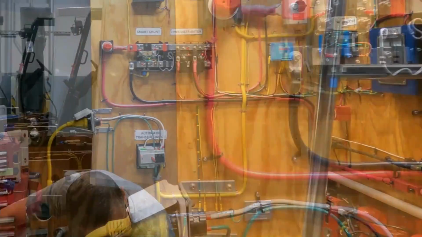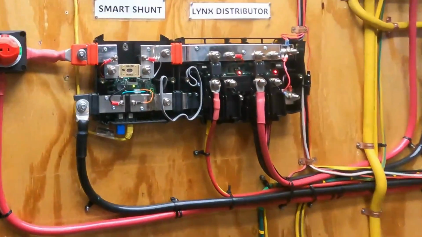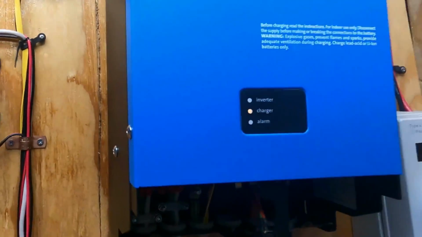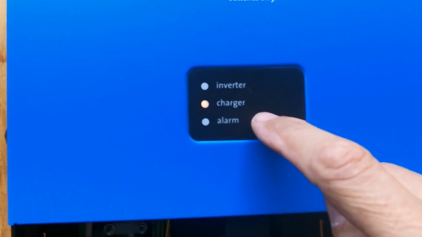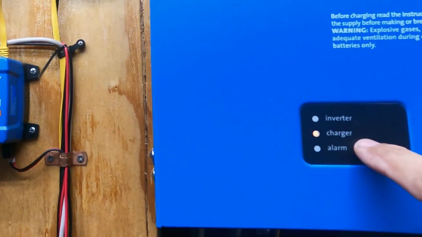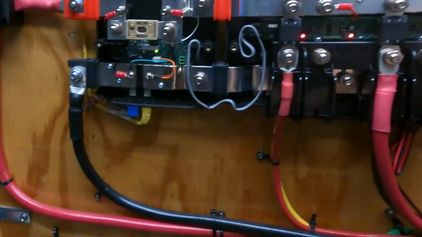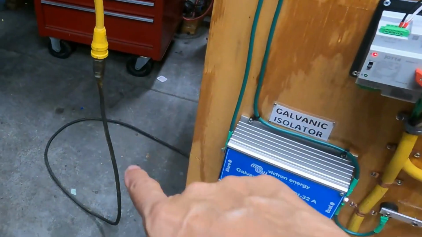All right. Look at this, guys. In this moment, the inverter charger is working in charger mode. What is the meaning of that? I have power entering here through the short power line.